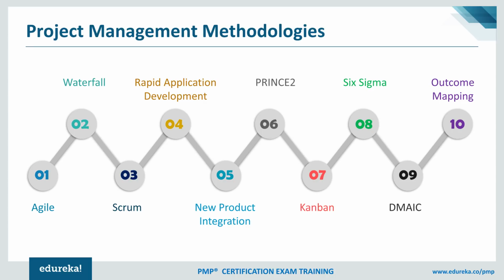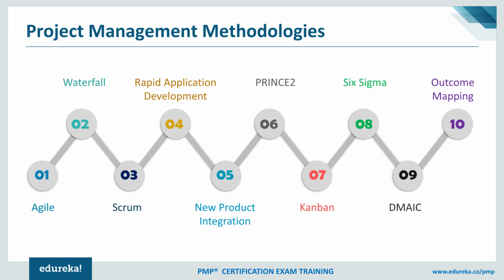DMAIC is one of the methodologies within Six Sigma, which is define, measure, analyze, improve, and control. So these are the phases within DMAIC. It's called the DMAIC cycle. And when you follow a Six Sigma project, you actually implement the DMAIC cycle. So you would then understand how this whole thing works.